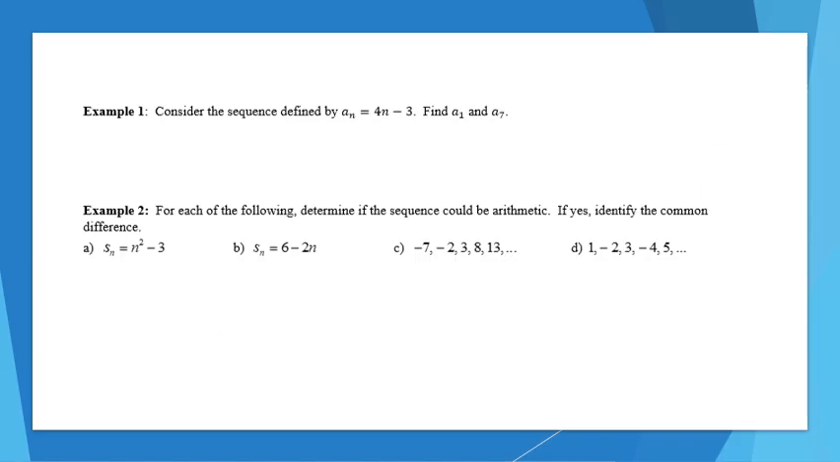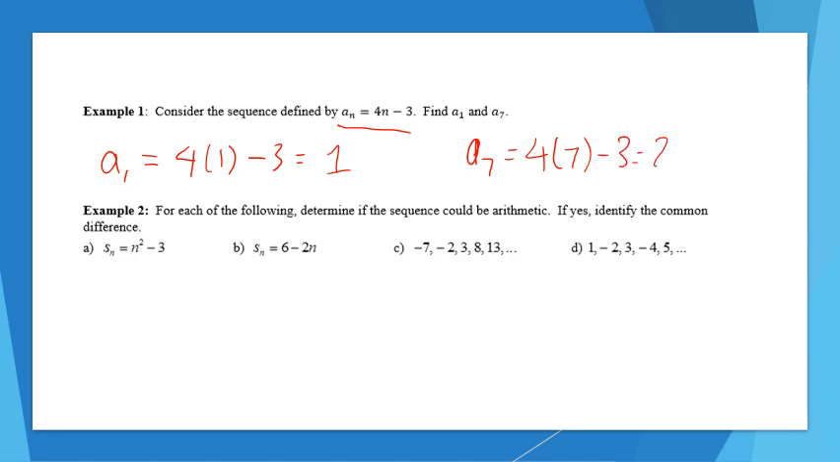All right, so for example 1, we want to find the first and seventh term of the sequence. This is pretty easy. When you're given a rule, to find the first term, or a of 1, we just plug 1 in for n. So you should get 4 times 1 is 4, minus 3 is 1. So our first term is going to be 1 here. And then to find our seventh term, you plug 7 in for n. This should be 28 minus 3, which gives you 25 as your answer.